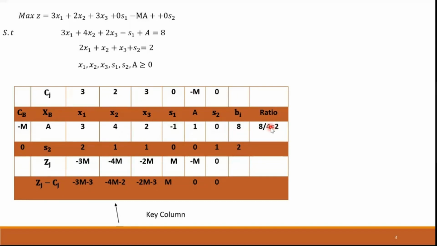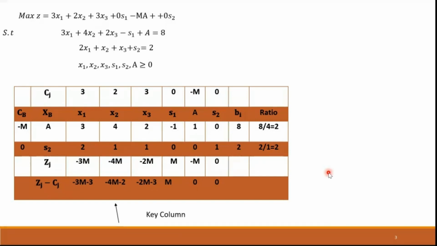So taking the ratio here, 8 by 4, that is 2. 2 by 1 is also equal to 2. So that is why I told this is a different problem, because we have similar ratios here. Actually, we have to choose the minimum ratio, but here both the values are the same. So in such cases, you can take any one of them as the key row. Any one row you can take it as key row.